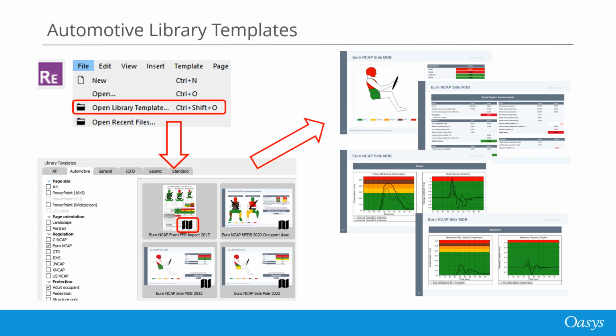After answering a few setup questions to tell the template which model to use, Reporter will generate the report. The templates can also be run in batch mode, making it possible to integrate them into your automatic post-processing setup.